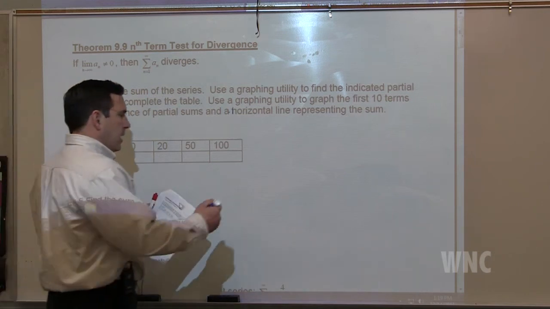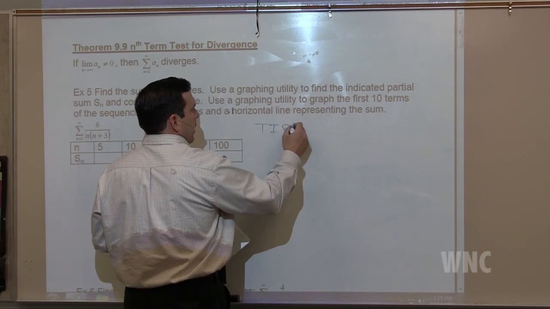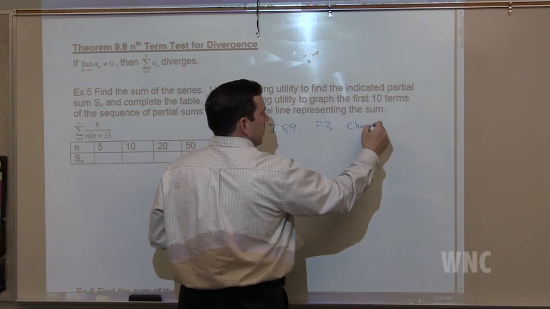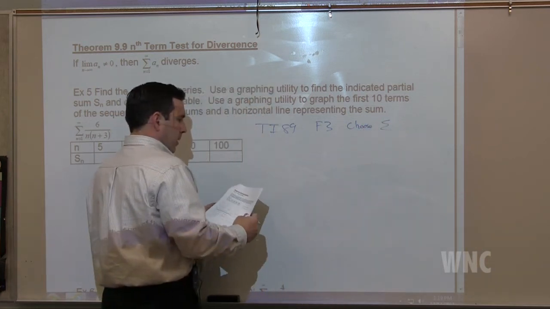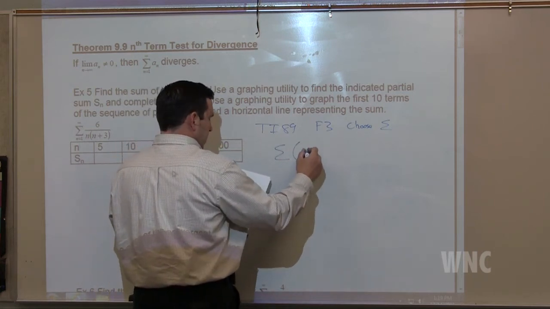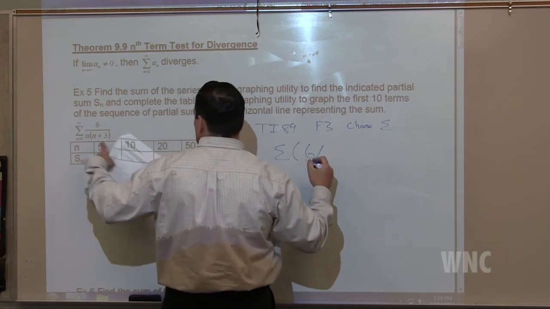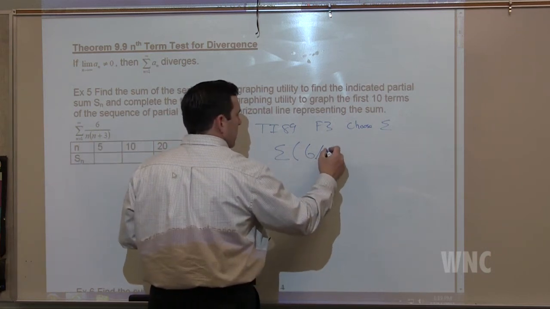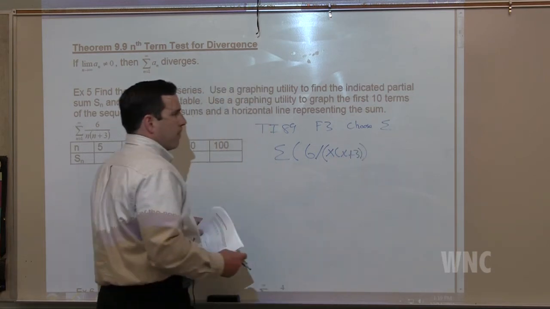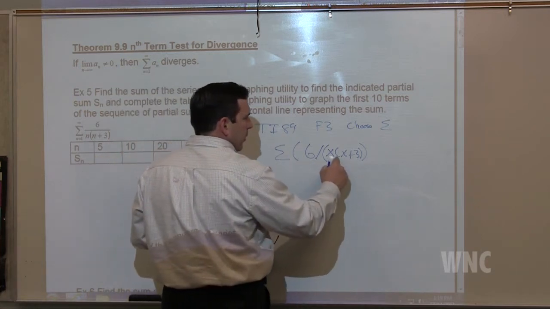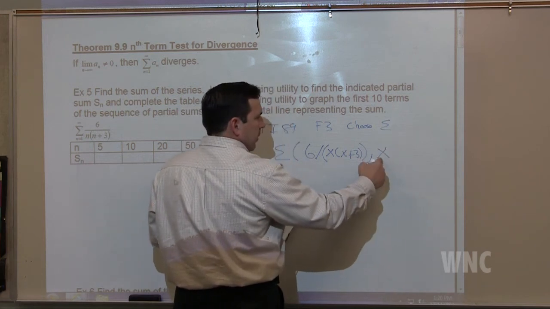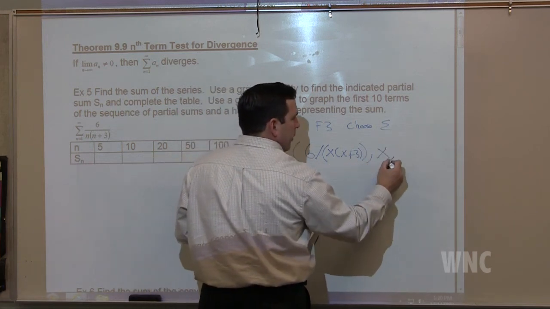When we're using this on the TI-89, you want to press the F3 button and choose the sum. So you're going to do the sum, parentheses, 6 divided by, and we're going to use x instead of n, x, now parentheses, x times x plus 3. So look at the number of parentheses. I have 1, 2, 3 open, 2 closed, then comma. x is the variable, so this is the argument, this is the variable, and you're going from 1 to 5.